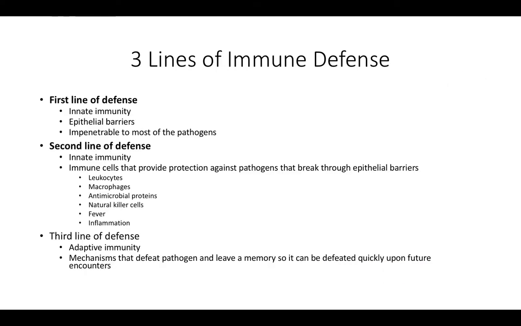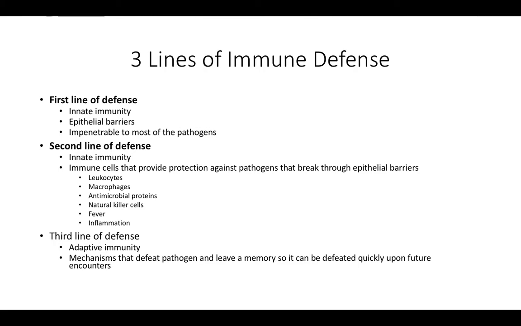So there are three lines of immune defense, and the first two are our innate immunity. So the first line of defense is our epithelial barriers. That's going to be our skin and our mucous membranes. And so those are really impenetrable to most of the pathogens. Then the second line of defense is the line of defense that basically kicks in if those pathogens are able to break through those epithelial barriers.